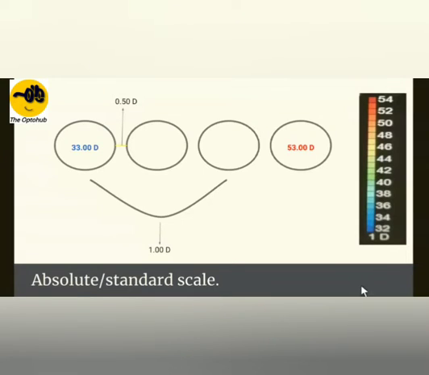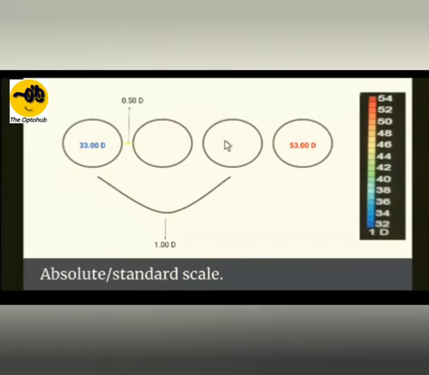So how do we determine that? Over here one diopter is mentioned. So in a standard scale, it will just follow one specific pattern, regardless of how steep or how flat your cornea is. So this might look identical to 34 on the right. This is something known as an absolute or a standard scale.